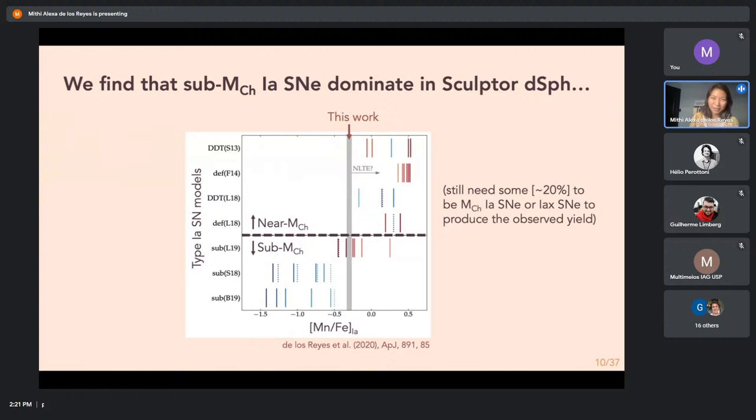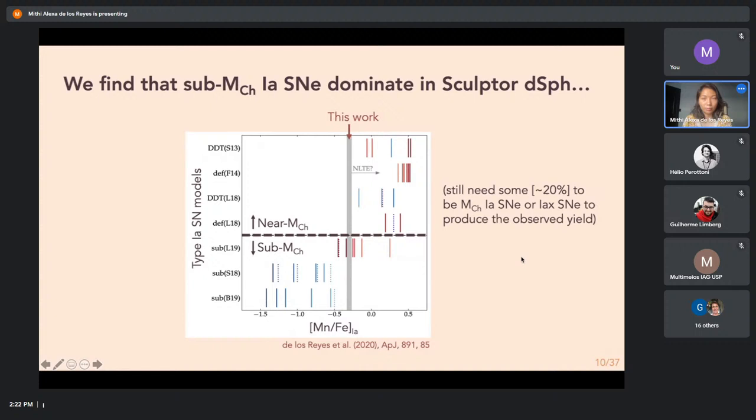When we look at Sculptor and we compare it to our theoretical models, the theoretical predictions of manganese, we find that our observations predict this amount of manganese, which is subsolar, so it's less than zero, which suggests that it's the less massive type 1a supernovae that dominate. Although it's sort of in between these two groups enough that you actually do still need some amount of more massive type 1a supernovae to produce this observed yield right here.